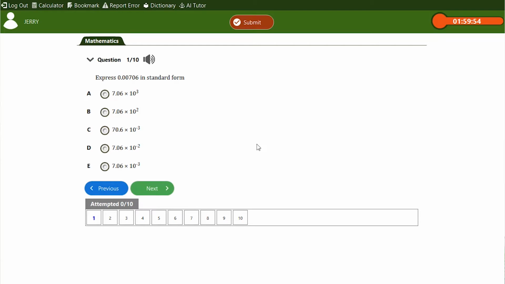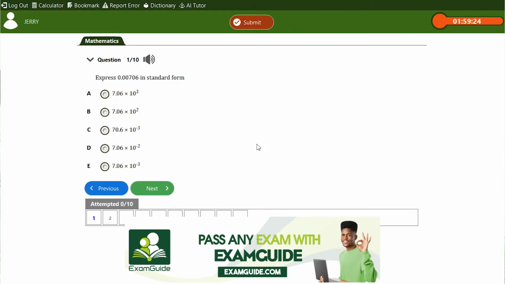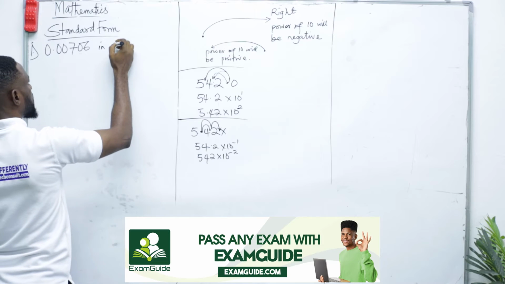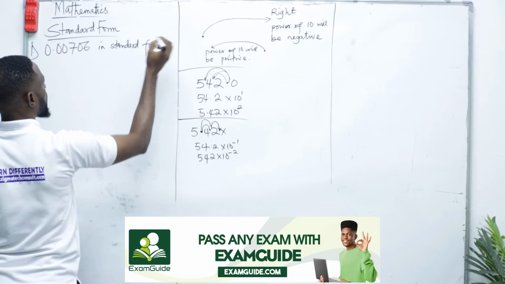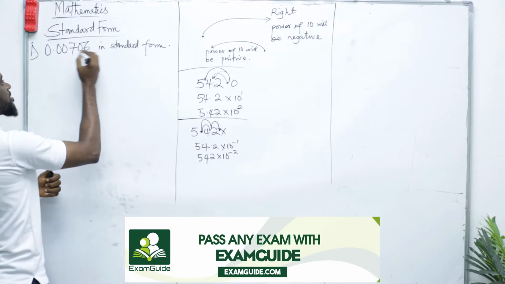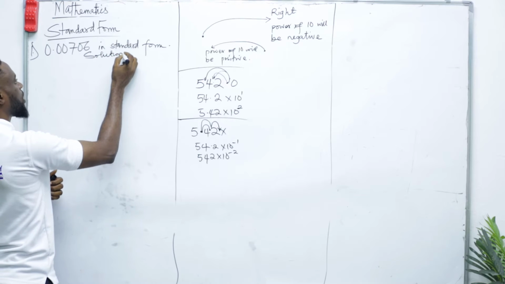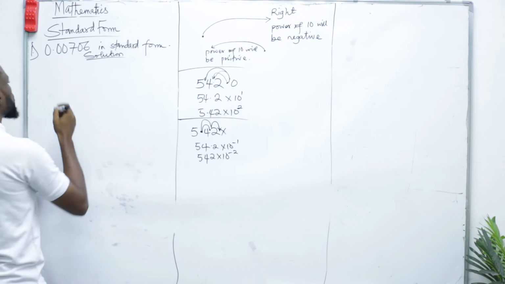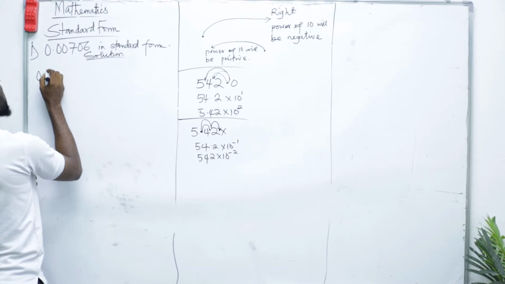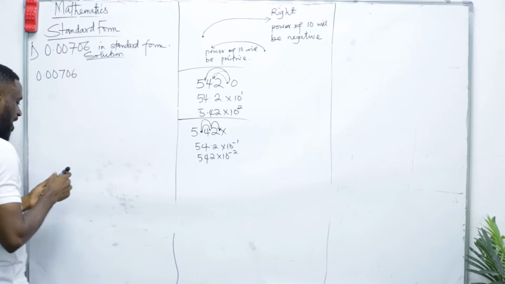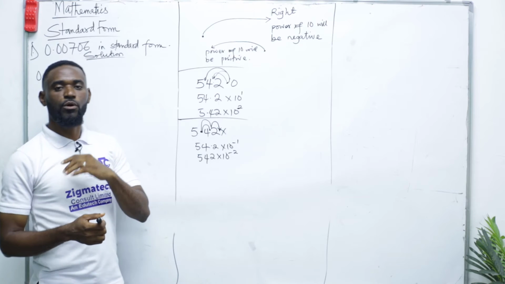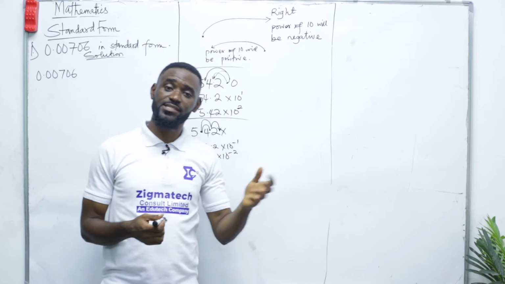They said we should express 0.00706 in standard form. So we're asked to express that number in standard form. So we have 0.00706, and we are asked to convert it or express it in standard form.